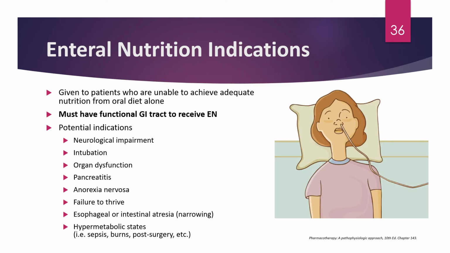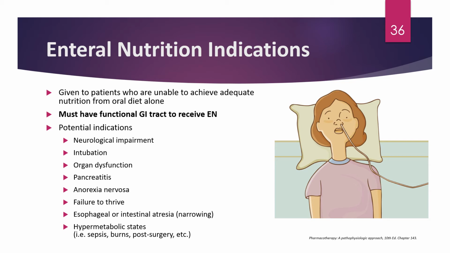Tube feeding indications. So tube feeding is typically given to patients who are unable to achieve nutrition via oral diet alone. Whenever we say enteral nutrition, we can refer to this as tube feeding, but enteral nutrition can also encompass regular oral diet. So just keep that in mind. But for our purposes, most of the time whenever we say enteral nutrition, we're going to be referring to tube feeding. So we usually give this to patients who can't take in nutrients on their own, but they do typically have a functional GI tract to get enteral nutrition.